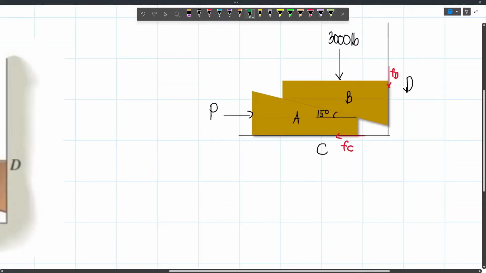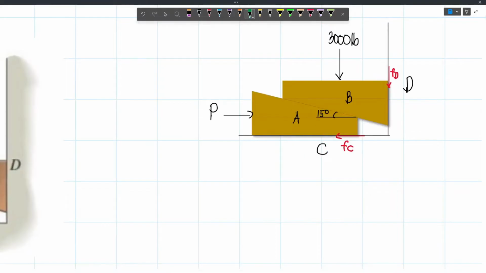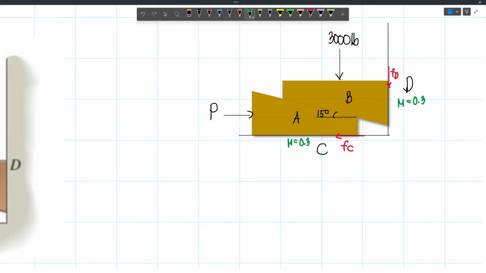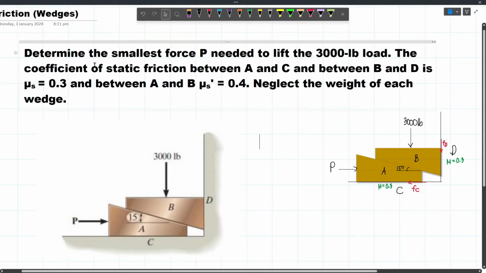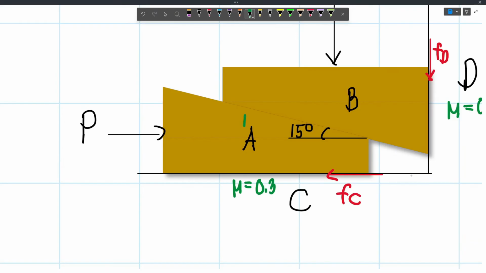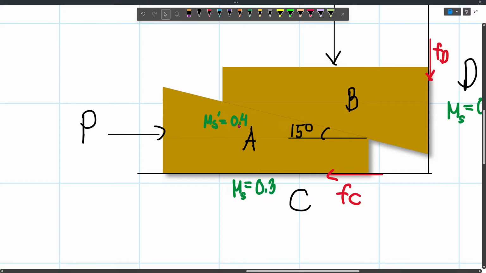And so we'll write that here. Between A and C and between B and D, for this one we have mu is equal to 0.3, and also for this one. And then between A and B, our coefficient of static friction is 0.4. And so that will be right here, let's zoom in. This is mu s, and also this one, and this is mu s prime, and then this is equal to 0.4. This is the coefficient of static friction between wedge A and wedge B.